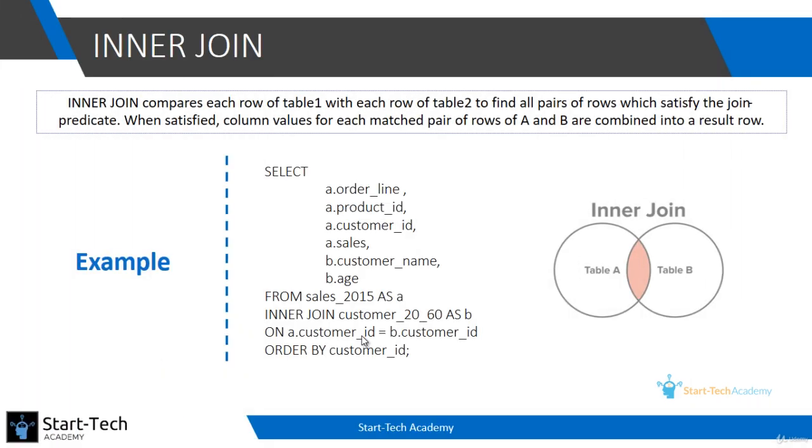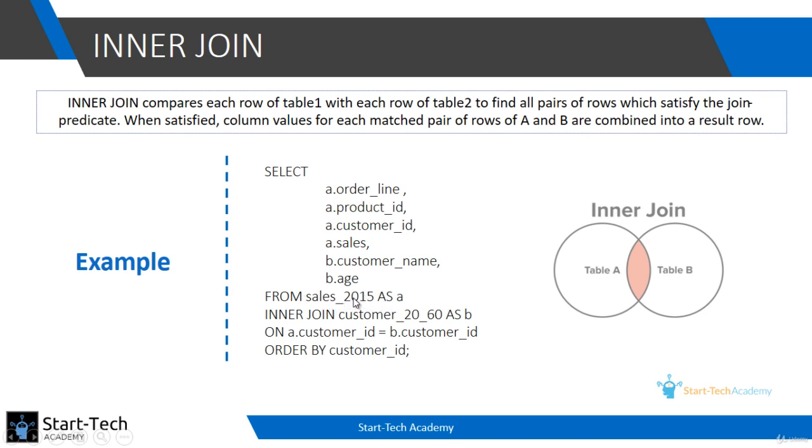Now suppose in a table of sales where we have the sales of 2015, if I want to plot the name of the customer and the age of the customer against each order line, how do I do that? Inner join will help me in that. So I will write select a dot order line. So a is an alias here for the table sales 2015.